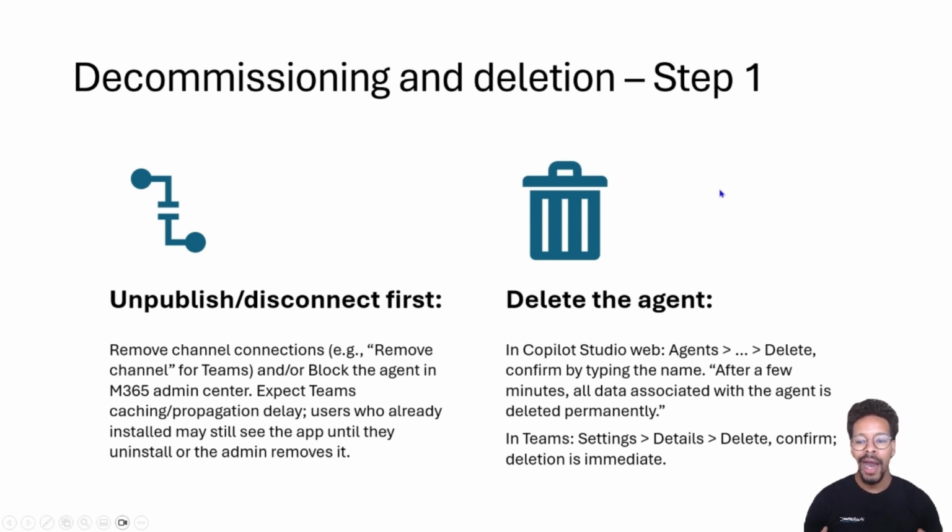So how do you delete an agent? What I've tested and do recommend is that you first and foremost go to your Copilot Studio agent and remove the channel if it's Teams or M365 Copilot. And then after this, you block the agent in the M365 Admin Center. This can also be done in the Teams Admin Center. And there is some delay to be expected here with Teams.